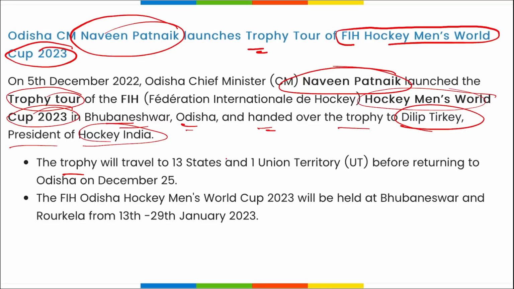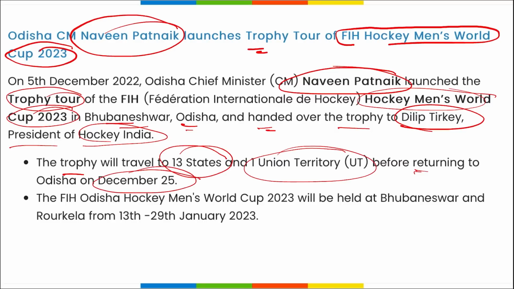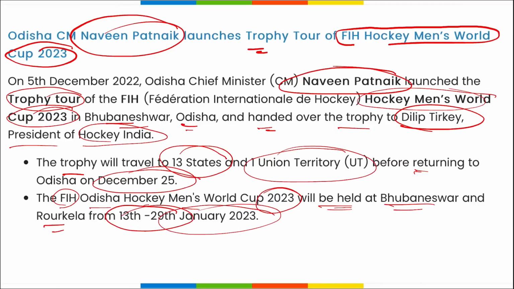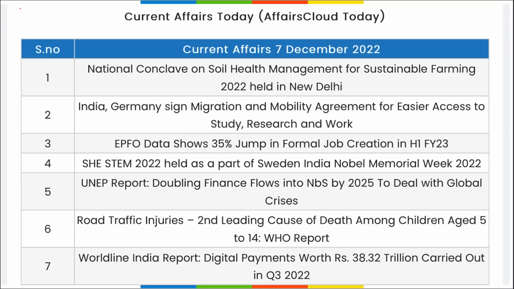The trophy will travel to 13 states and 1 union territory before returning to Odisha on 25th of December. And this FIH Hockey Men's World Cup 2023 will be held at Bhubaneswar and Rourkela from 13 to 29th of January 2023. Alright, so that's all for the day, friends.